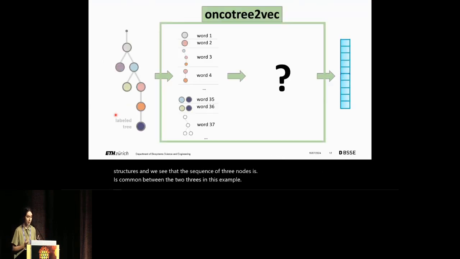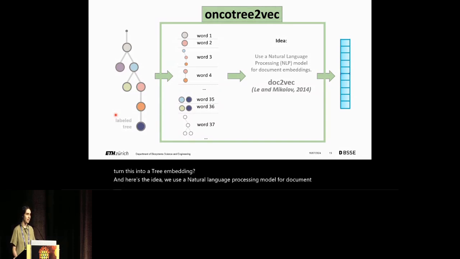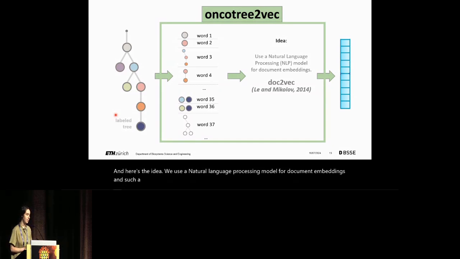So, as I said, we can view each mutation tree as a vocabulary of words. Now, how do we turn this into a tree embedding? Here's the idea. We use a natural language processing model for document embeddings, and such a model exists. It's called doc2vec. Its input is texts that belong to documents, and the output is embeddings that are encoding those documents.